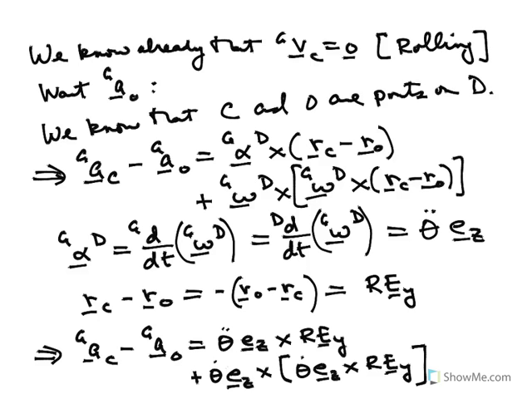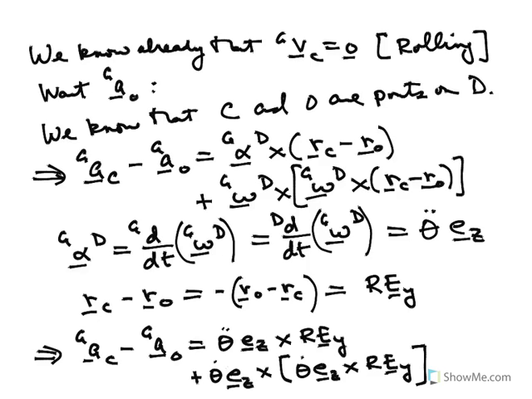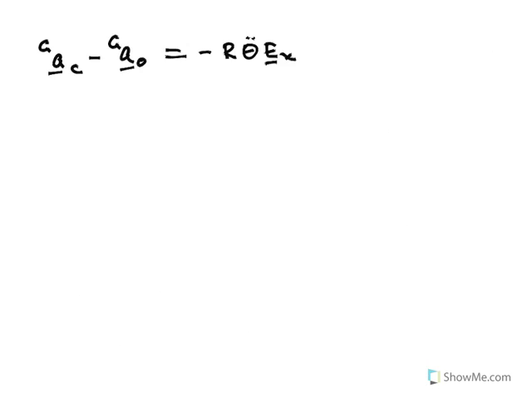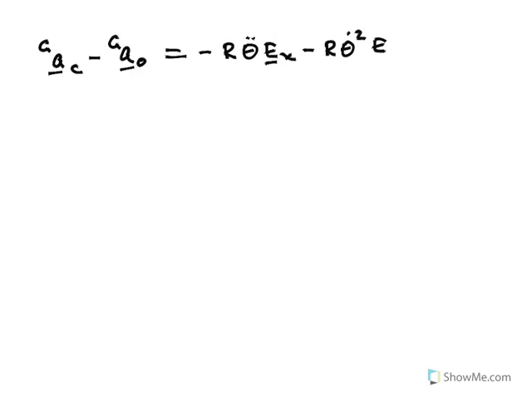So now let's compute this. The acceleration of point C in G minus the acceleration of O in G is equal to, well, let's look. We've got EZ crossed with EY, which is minus EX. So we get minus R theta double dot times EX. That's the first term. The second term here is EZ crossed with EY is minus EX, and then EZ crossed with EX is equal to EY. So this gives us minus R times theta dot squared times E sub what? Well, EZ crossed with EY is EX, EZ crossed with EX is EY, so this gives me an EY.